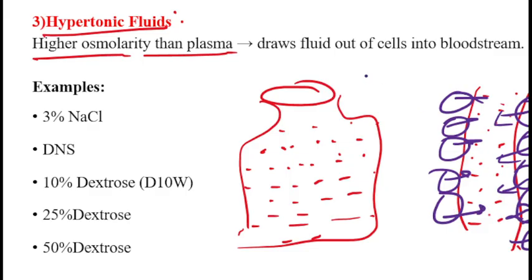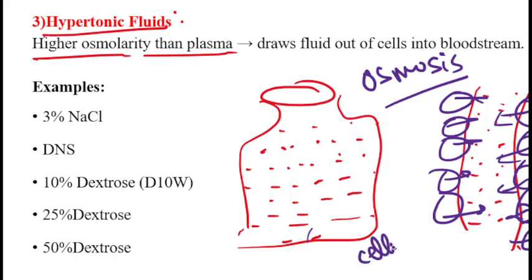Usually you know osmosis. So what is osmosis? Osmosis is nothing but the movement of water from low solute concentration to high solute concentration. So when we administer these kinds of fluids more to the patients, the water content will start shifting from the cells into the blood vessels. Because of this, it causes cellular dehydration.